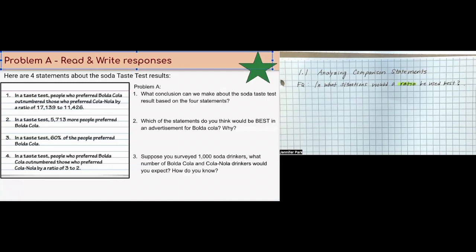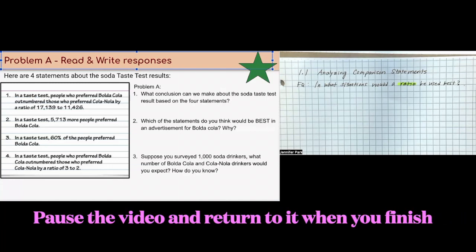Okay, so if you would like, you can pause the video and reread those statements. But once you have read the statements, please write Problem A in your notebook and answer those 3 questions by writing your responses in your notebook. And then you can come back to the video and go over it with Ms. Park.